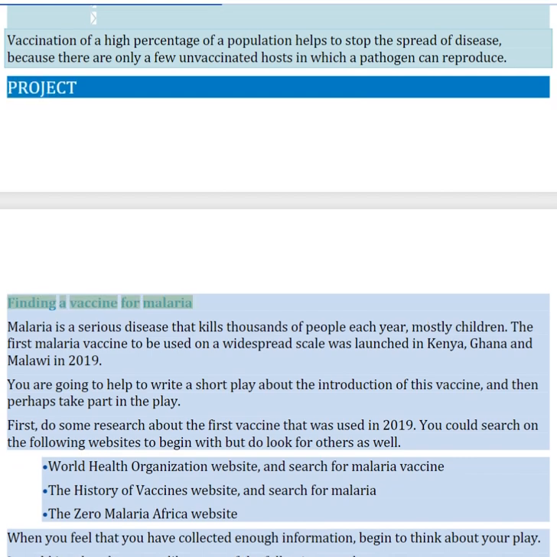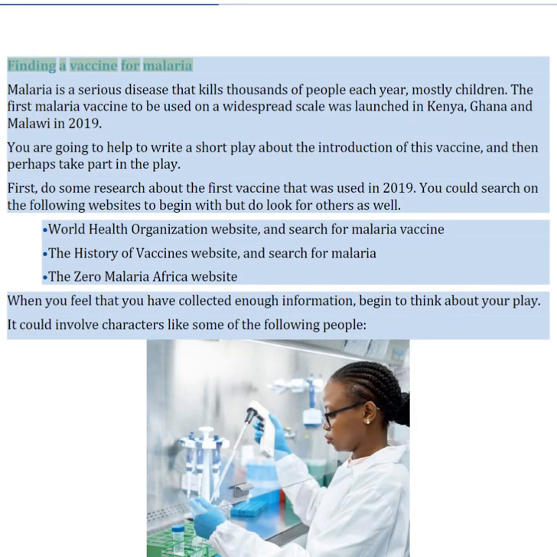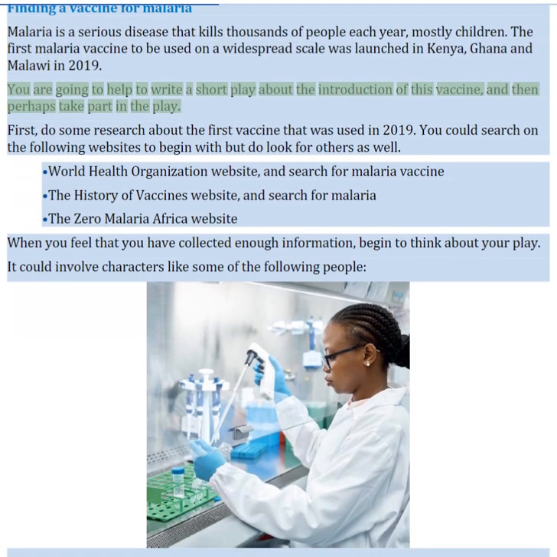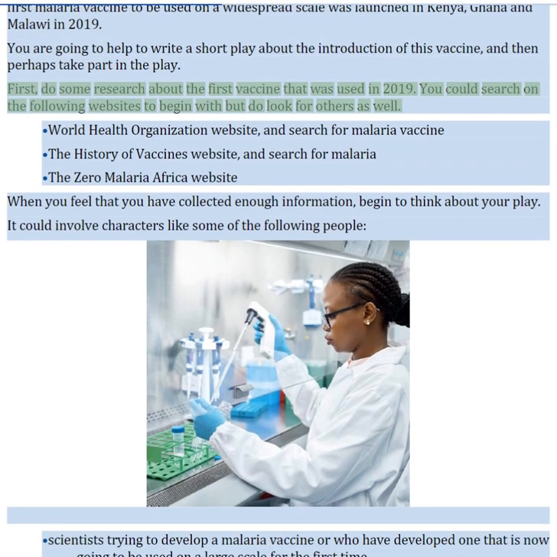Project: Finding a vaccine for malaria. Malaria is a serious disease that kills thousands of people each year, mostly children. The first malaria vaccine to be used on a widespread scale was launched in Kenya, Ghana, and Malawi in 2019. You are going to help to write a short play about the introduction of this vaccine, and then perhaps take part in the play. First, do some research about the first vaccine that was used in 2019.